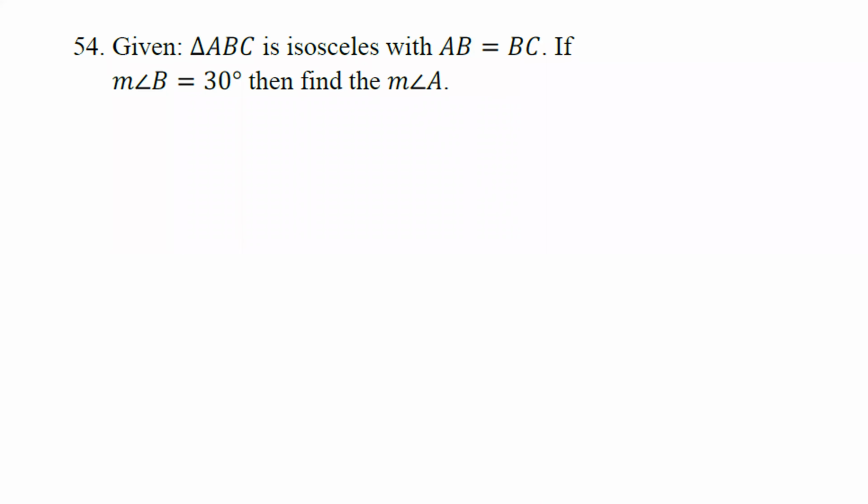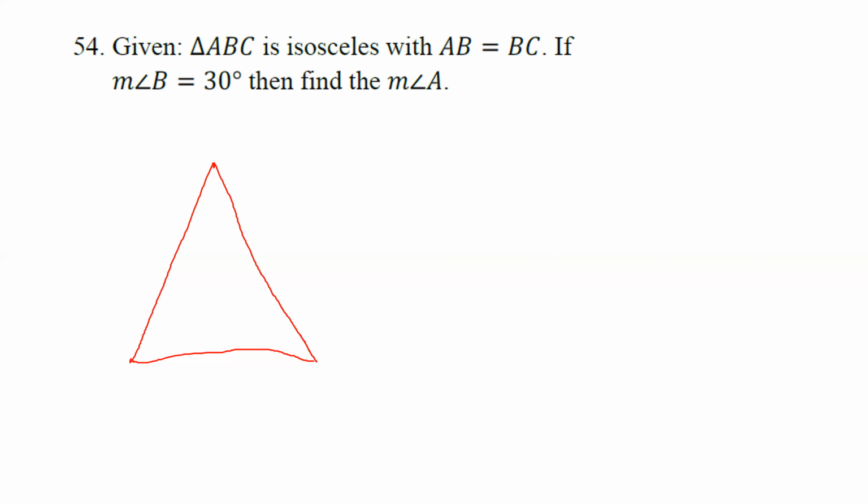All right. Anyway, going over this, we had our number 54. Given a triangle ABC is isosceles with AB and BC equal. If measure of angle B is 30 degrees, then find measure of angle A. So first thing I would do is draw a diagram. So on this one, we're going to draw the diagram.